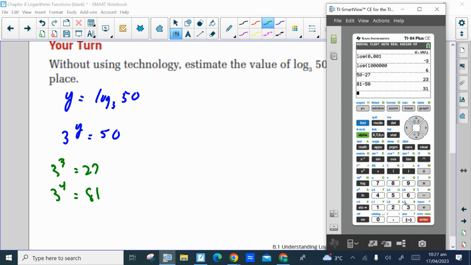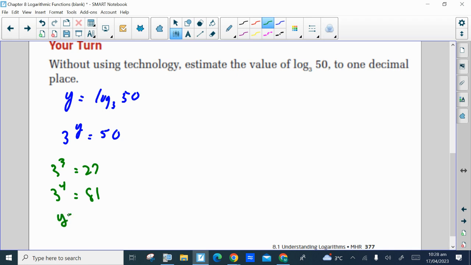You could definitely use your calculator to help you narrow down your search. For example, if we went 3 to the power 3.5, we need to get an answer of 50. So we're close, but it's going to have to be a little bit greater than that. So if we went 3 to the power 3.55, now we're pretty close to 50. So that would be our guess. y would be approximately 3.55.